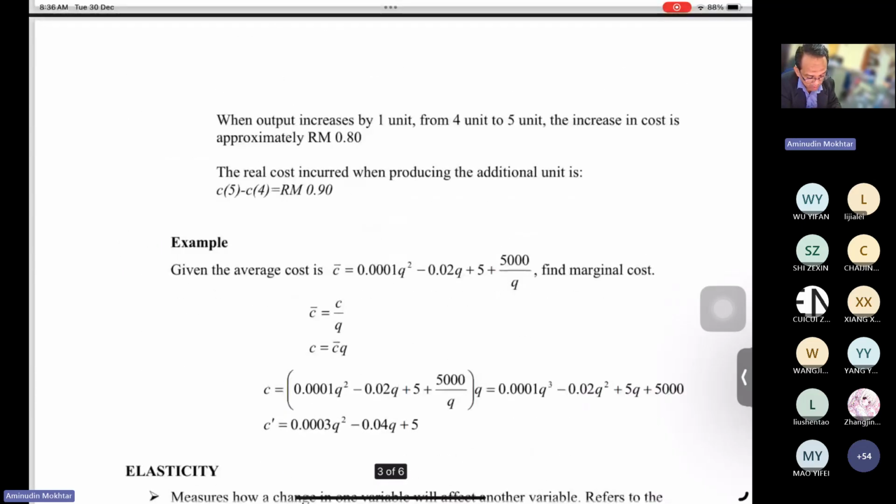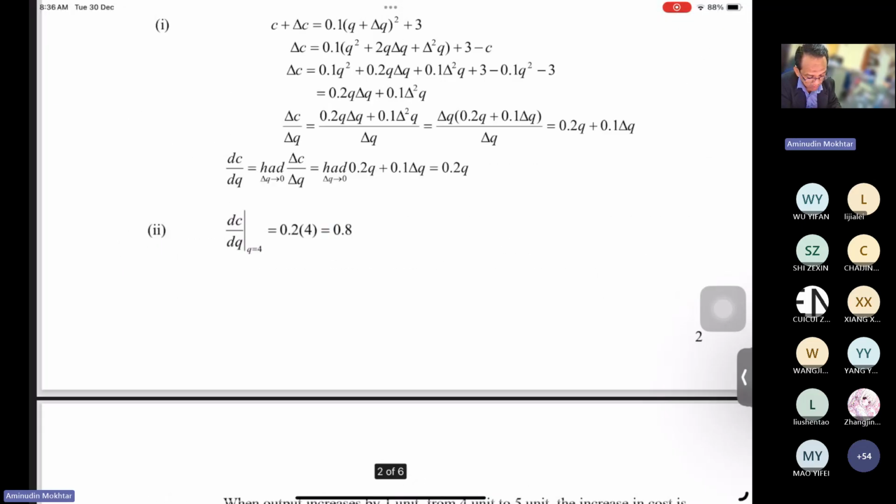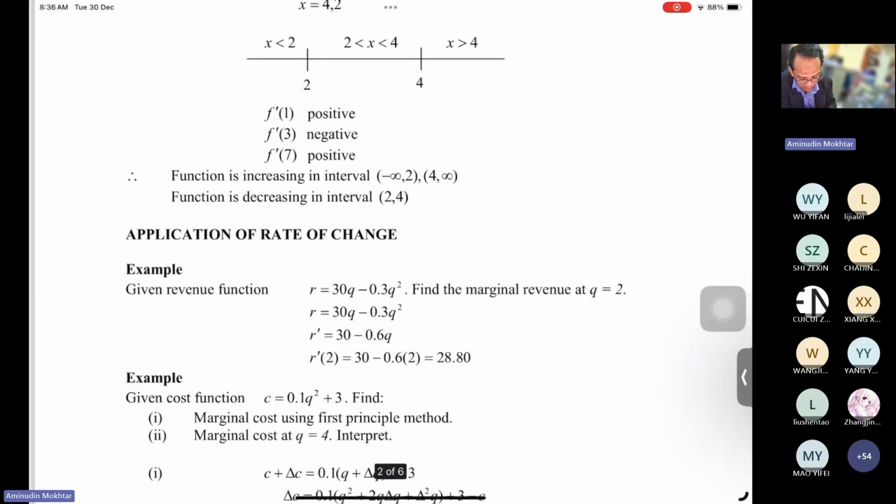Here we have total cost and total revenue. First derivative. Please refer to part B, page 2.